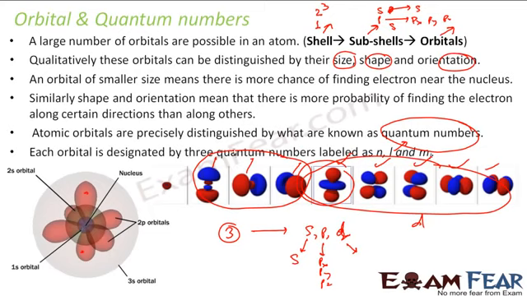Each orbital is designated by three quantum numbers actually, n, l, m. A combination of these will give you one unique orbital. Hope you understand this. There are so many orbitals, and they're just a wave function. This is the probability of finding electrons, and three quantum numbers will give you one orbital. We'll explain more when we understand the values of n, l, m.